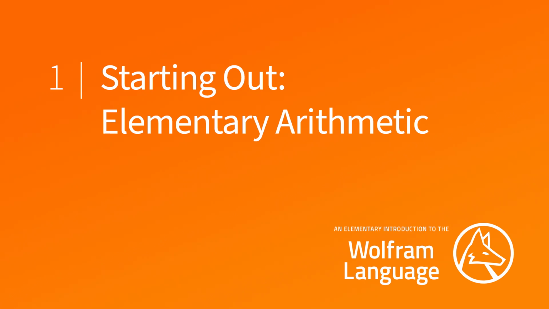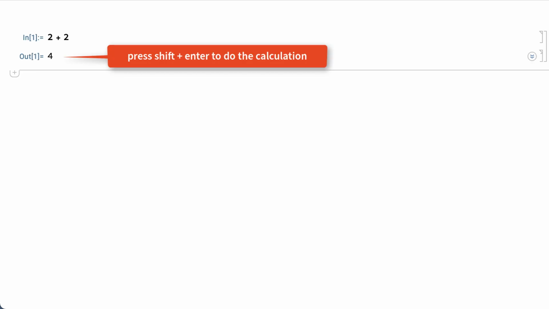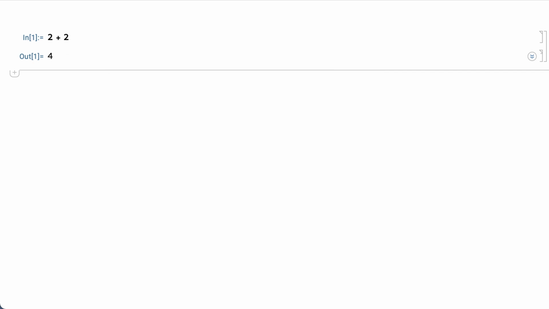This first section of an elementary introduction to the Wolfram language describes basically how the Wolfram language operates, starting with elementary arithmetic. This input, for example, represents adding two numbers. On this desktop computer or on the web, the calculation is done by pressing the Enter key while holding down the Shift key. On a mobile device, the calculation is typically done by tapping a button on the screen.